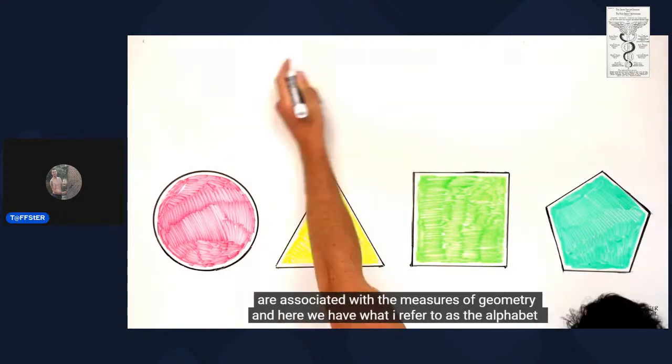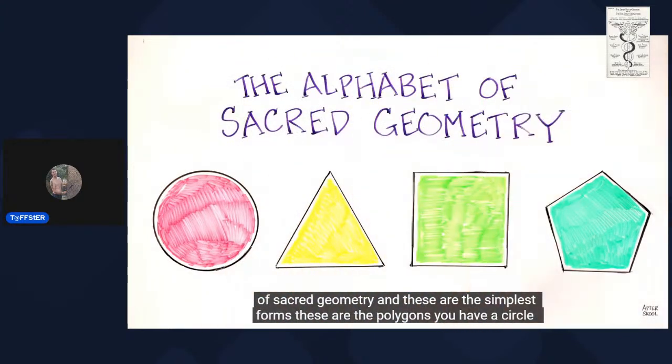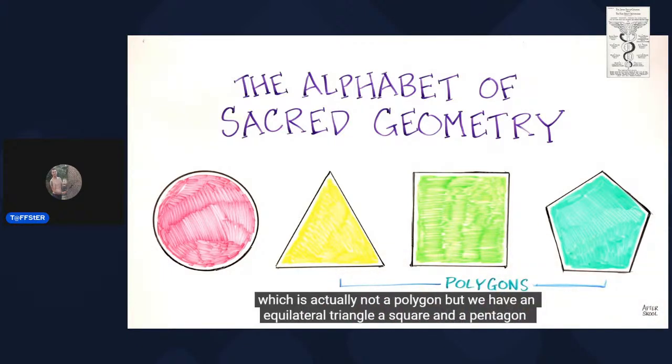And here we have what I refer to as the alphabet of sacred geometry, and these are the simplest forms. These are the polygons. You have a circle, which is actually not a polygon, but we have an equilateral triangle, a square, and a pentagon. And each of these can be measured by the number of degrees that determine the angles of the sides.